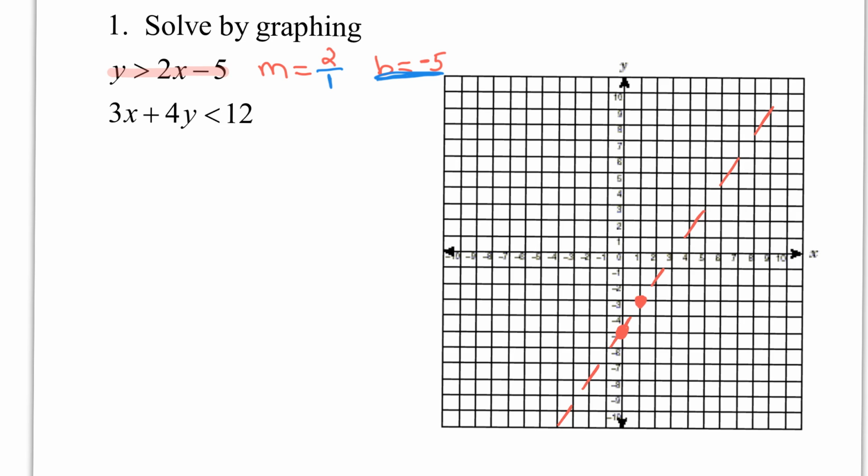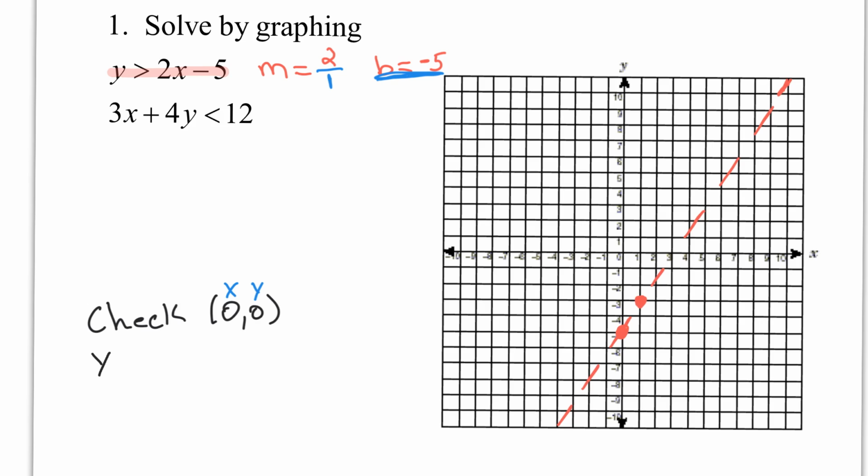And now I need to check what side to shade. So to check, a good point you guys can check is the origin, 0, 0. If you substitute the x and the y, 0, 0, and you get a true statement, you are going to shade where the origin is at. And if you get a false statement, you are going to shade the other side of the line where the origin is not. You shade away from the origin. So I'm going to do that. I'm going to substitute and check.